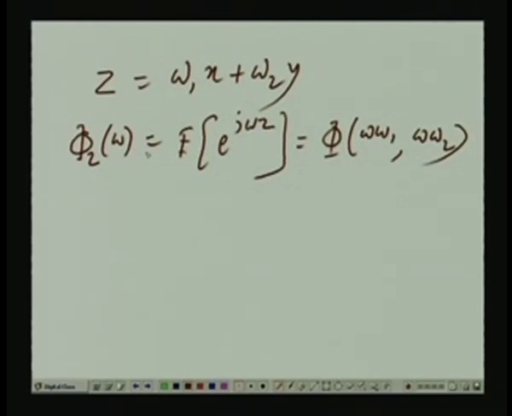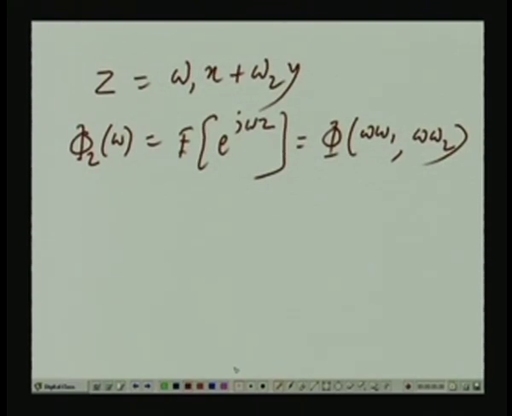So I have got terms like omega times omega 1 into x and omega times omega 2 into y. And this we have seen already, this becomes nothing but the joint characteristic function at two distinct frequencies, omega omega 1 related with x, omega omega 2 related with y. That is true always, irrespective of the particular joint probability density for x y, whether they are Gaussian or whether they are not.